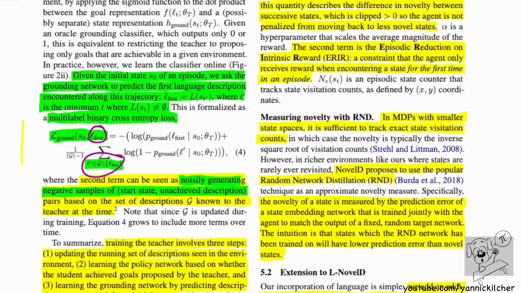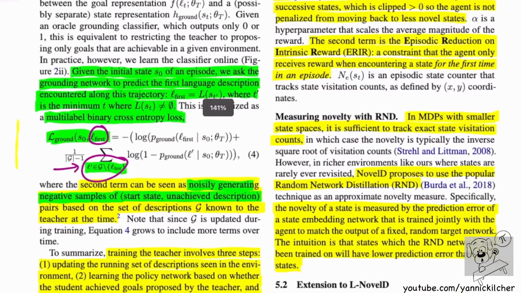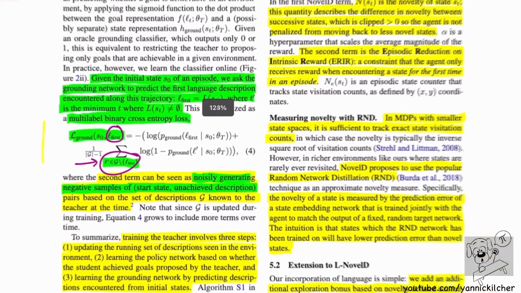Based on the set of descriptions known to the teacher. Now, this seems a bit weird, right, to train the grounding network like this. Like, what about the second text description that was encountered? That's certainly reachable too, no? At least I would guess so. This is really necessary, or maybe this here should be over goals that weren't encountered in the episode at all, right? But it seems quite weird to only take the first encountered language description as a positive example of this grounding network.